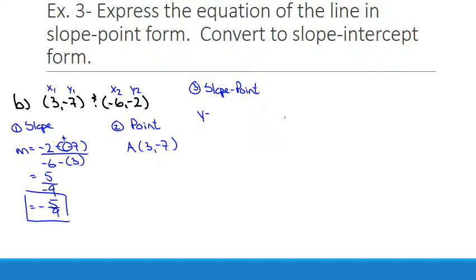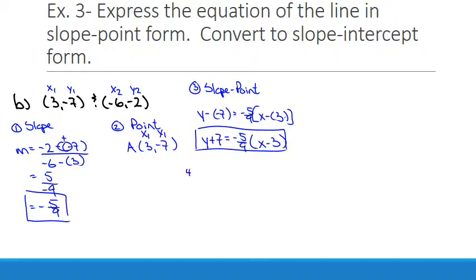So y minus my brackets, my slope is -5 over 9, x minus my open bracket. So y is here, my x goes here. Again, this is x1, y1. So after my sign changes, I get y plus 7 equals -5 over 9, x minus 3.